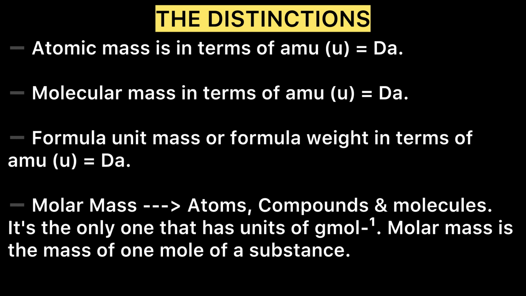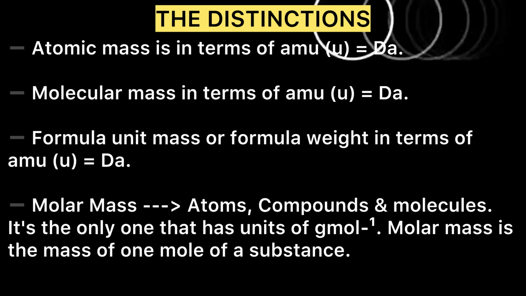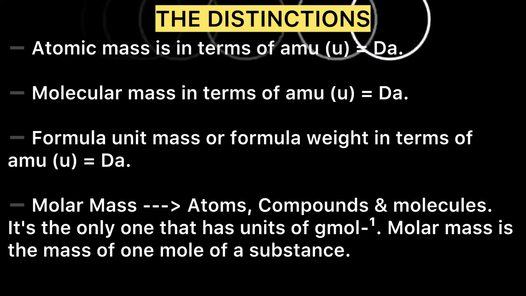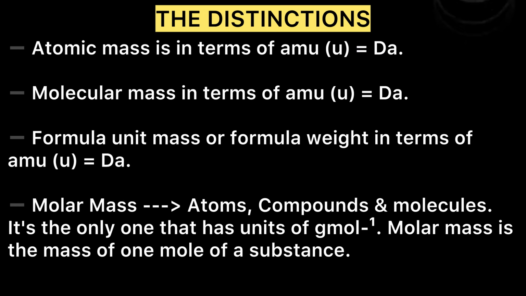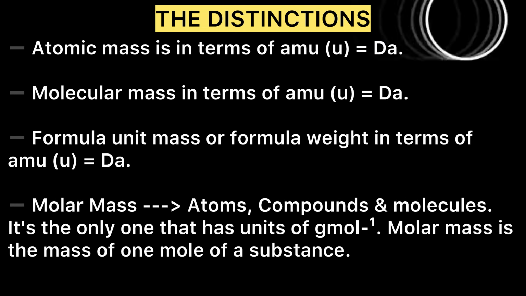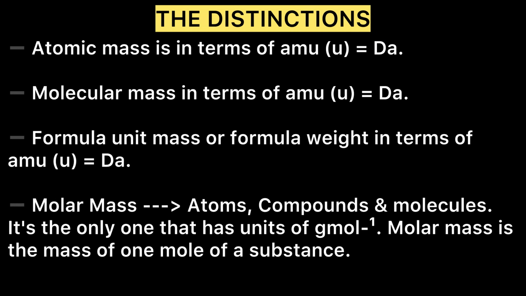So if they ask what is the atomic mass of carbon, the relative atomic mass is 12. Since relative atomic mass is 12 without unit, it means that the atomic mass is going to be 12 atomic mass units, AMU, or just U, or 12 Daltons, because atomic mass unit equals Daltons. Hope you get it.